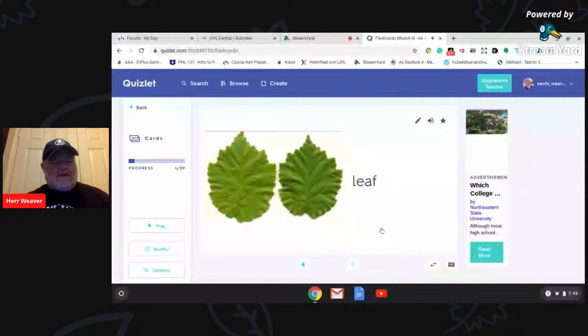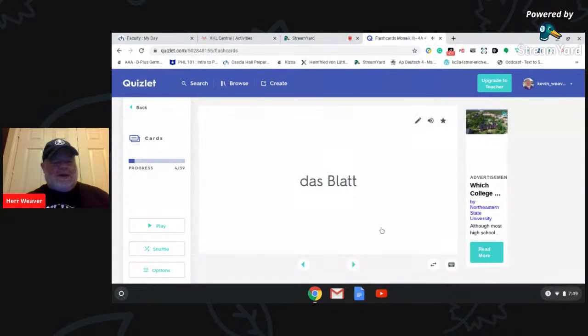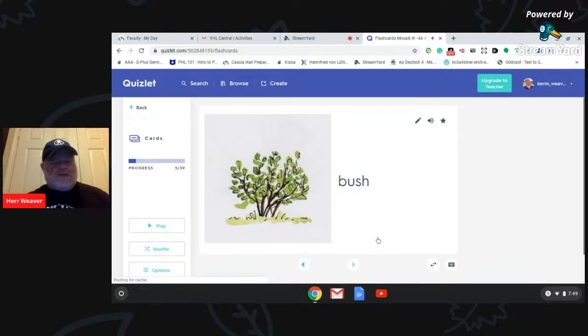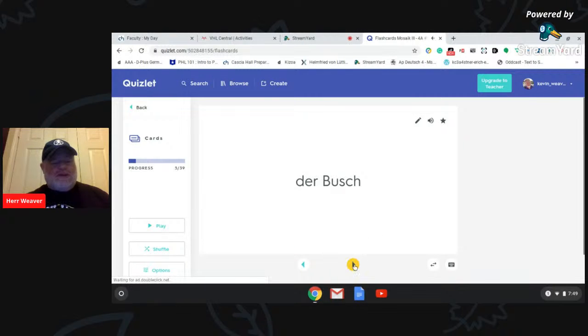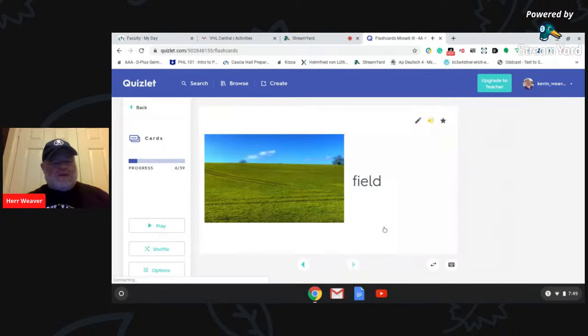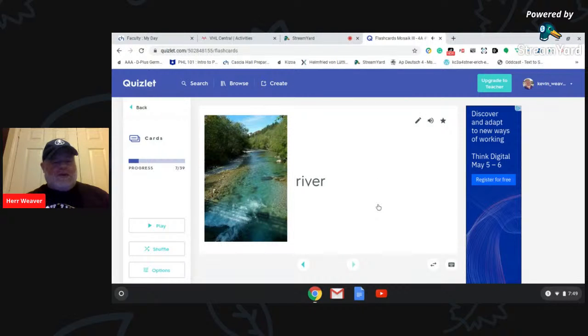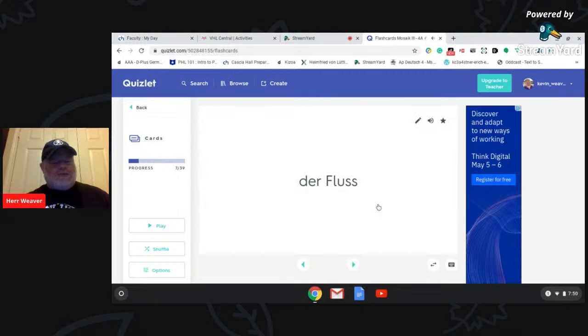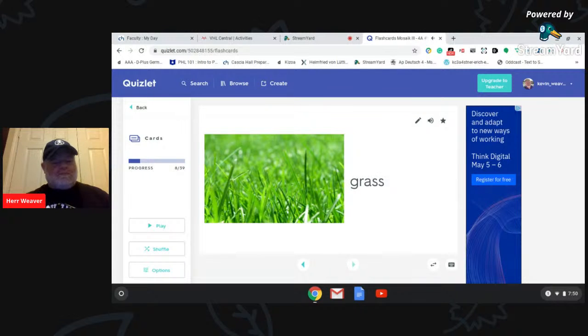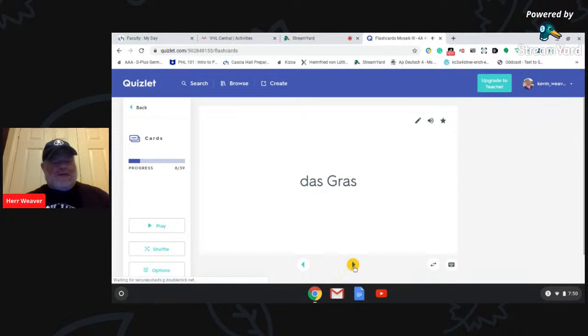Leaf, this is like on a tree. Das Blatt. Bush, that's going to be an easy one. Der Busch. Almost like English. Field, also very close to English. Das Feld. River, we've had before. It was German too. Der Fluss. We talked about der Rheinfluss, die Donaufluss. Grass is das Gras. Sky, we've had before also. Der Himmel.